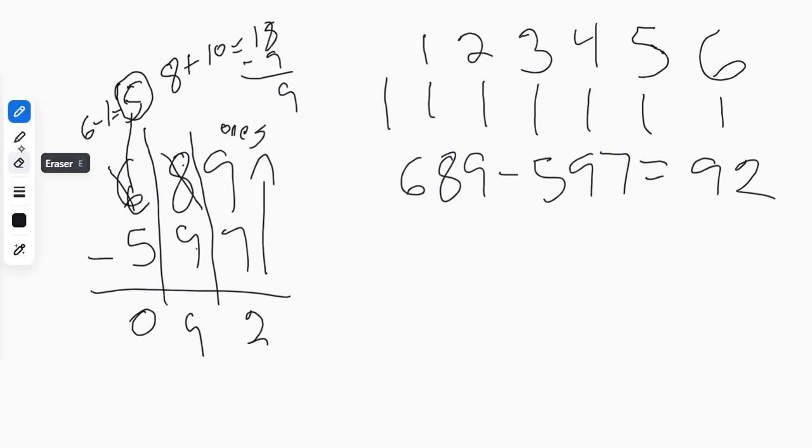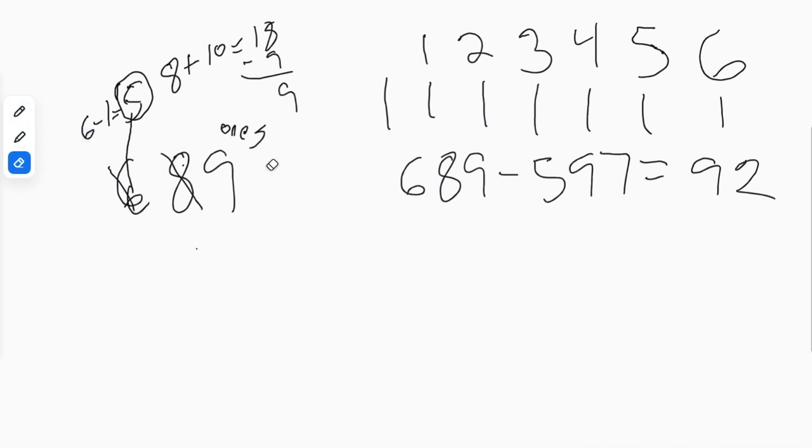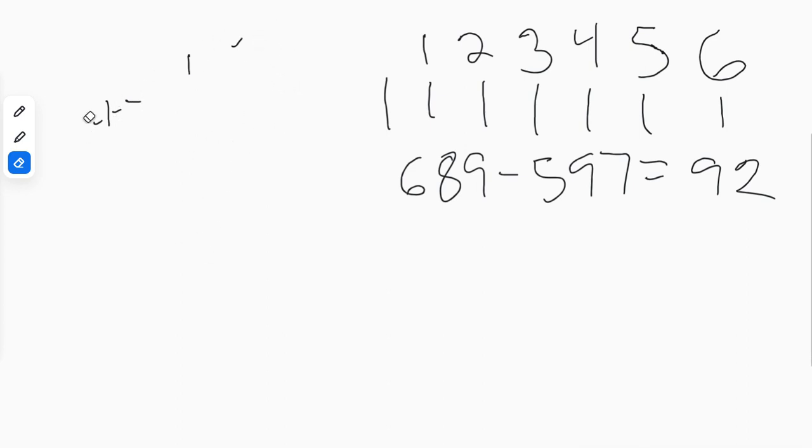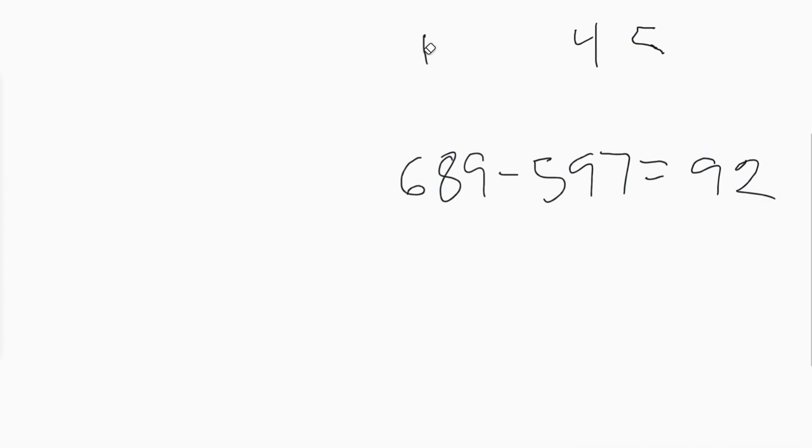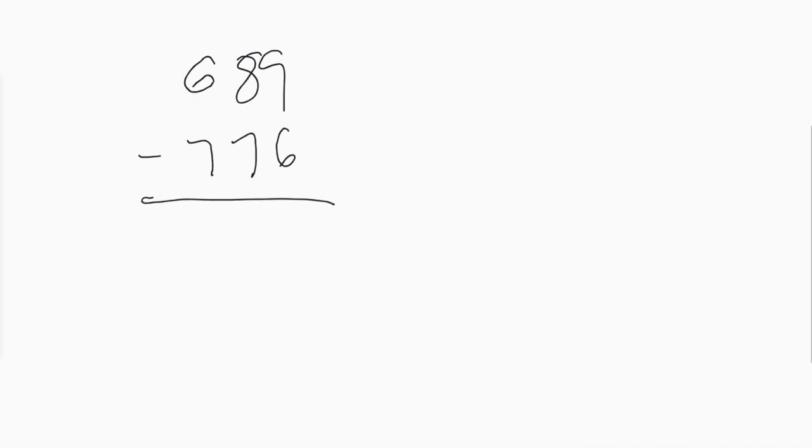Now, in 5th grade math, your teacher is not going to give you a problem that is going to be a negative number. Usually, your problem is going to equal 0 or equal a number greater than 0. However, 6th grade, not going to really care about that. Your teacher in 6th grade is going to give you a cute problem like this: 689 minus 776.